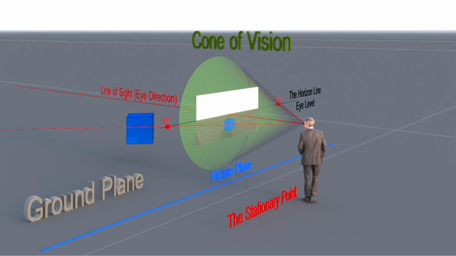Finally, we see the vanishing points left and right of our picture plane. We will see later from the top view how they follow the lines of the object all the way to the stationary point. But for now, these are the terms of perspective in 3D. Let's now see it from all sides.